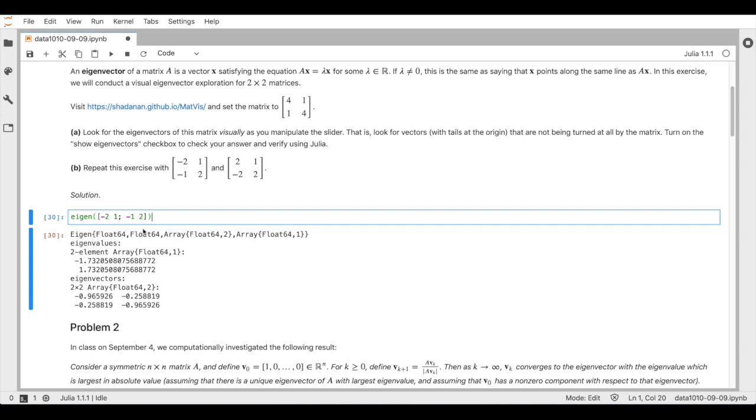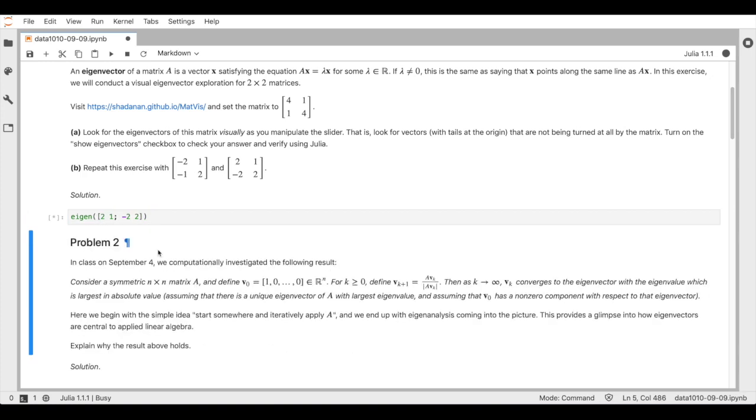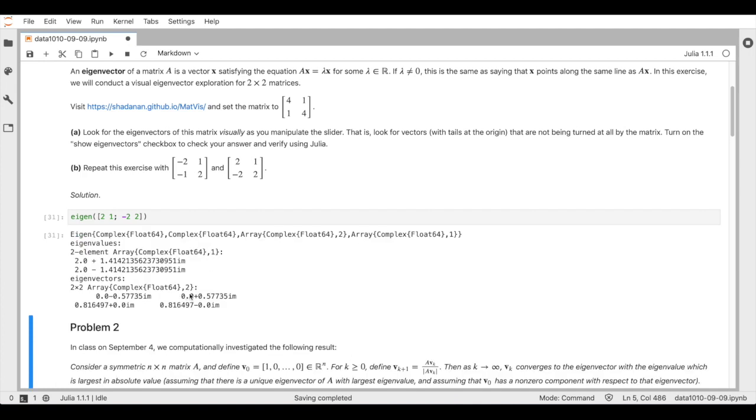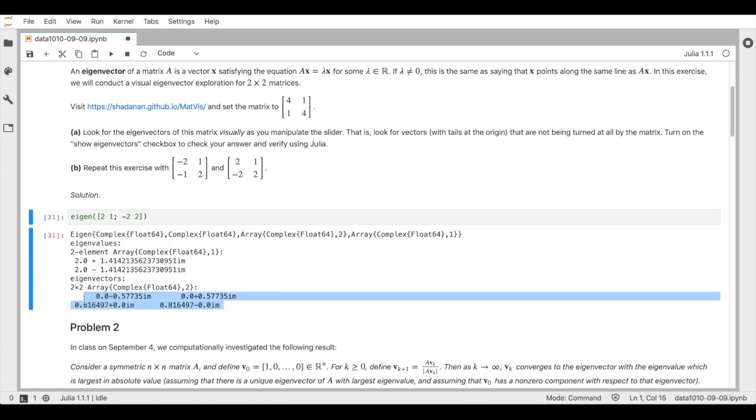And then finally, if we look at 2, 1, -2, 2, then what we're going to see is that actually we get complex eigenvectors and complex eigenvalues. So this im in Julia is the imaginary unit. And this is telling you that there are no real eigenvalues, which is consistent with what we saw with the rotation action of that transformation.